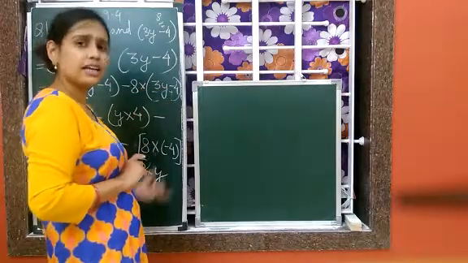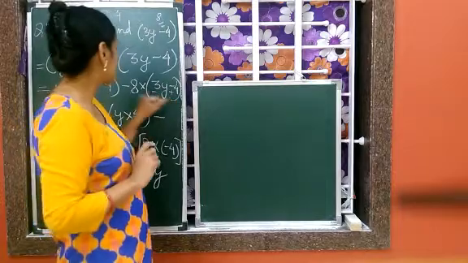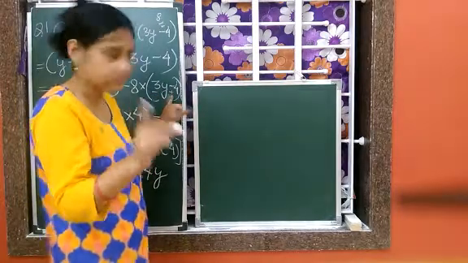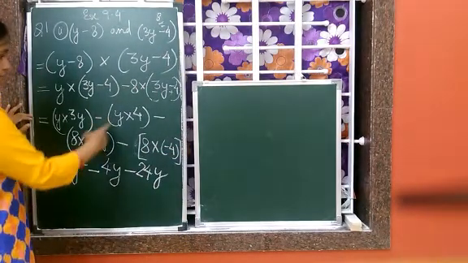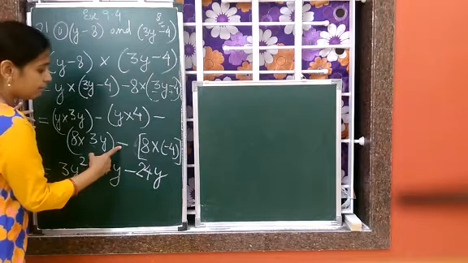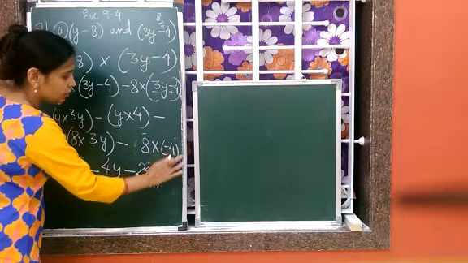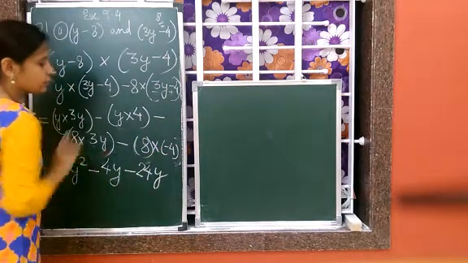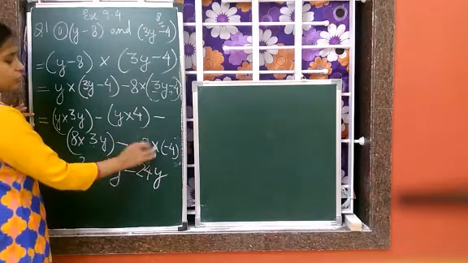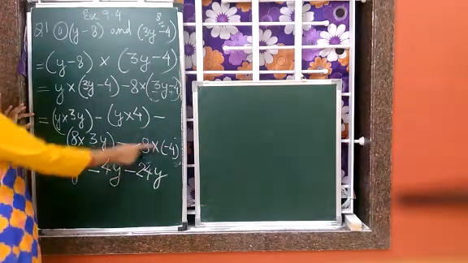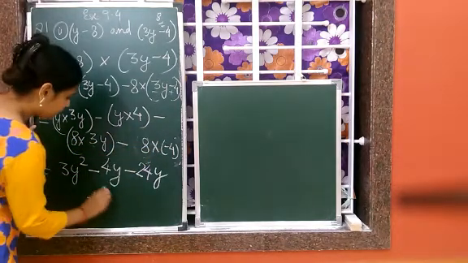So without checking the sign, you can directly write the product here. 8 3s are 24, which will be minus, and 8 4s are 32, which will be plus. And if you don't want to do this, do this. So minus 24y. Now minus 8 into minus 4. If you want to write like this, you can also do. You remove the bracket, bring the minus sign inside. Minus 8 into minus 4. 8 4s are 32. Minus minus becomes plus.